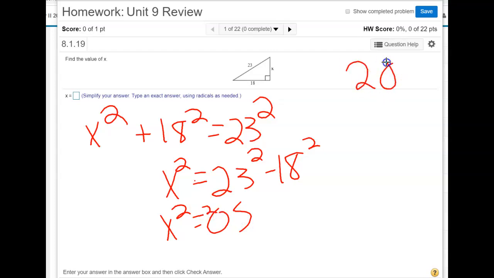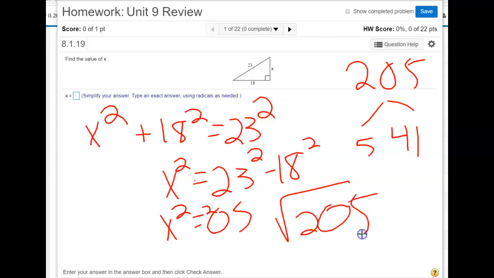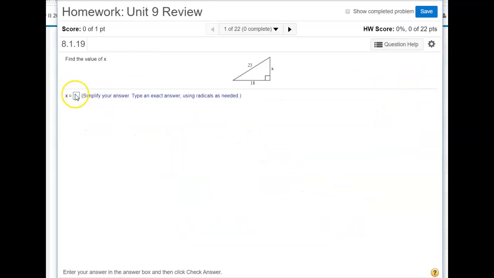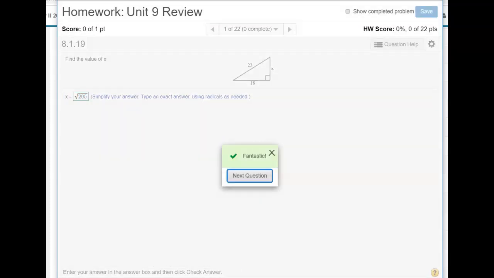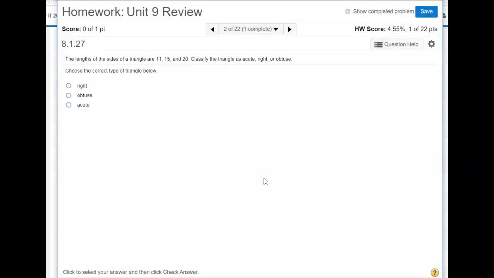And it says I need to put it in radical form. So I'm going to factor out a 5, see if I can do anything else with it. It's just 5 and 41, so I can't. So my final answer is just the square root of 205. So let's go ahead and type that in. Unfortunately, it won't let me keep the answer and type in at the same time, but we end up with 205. All right, next question, it wants to figure out what type of triangle this is.